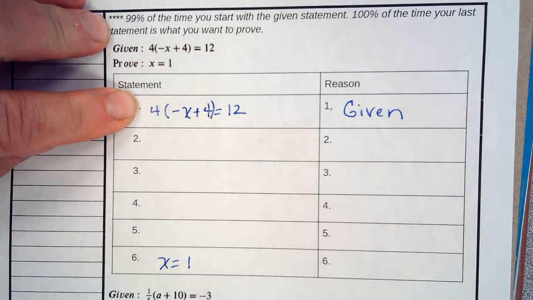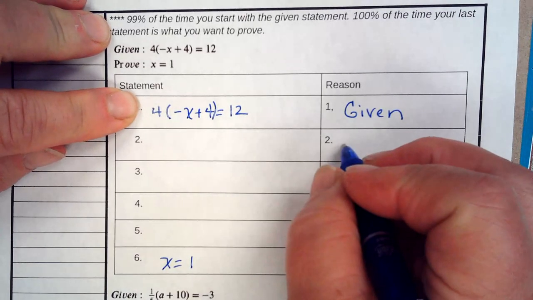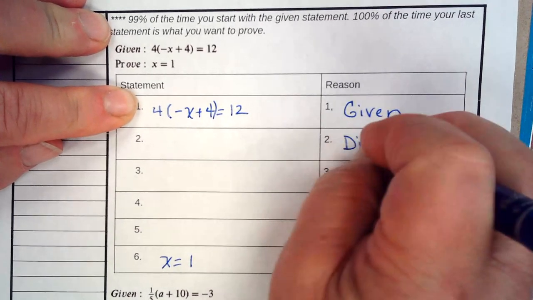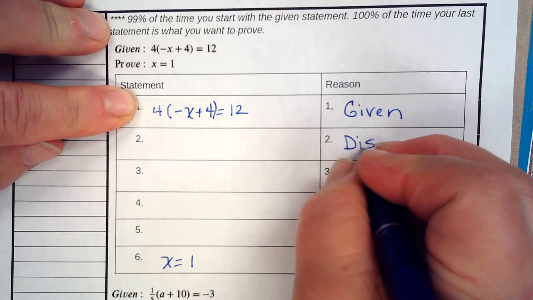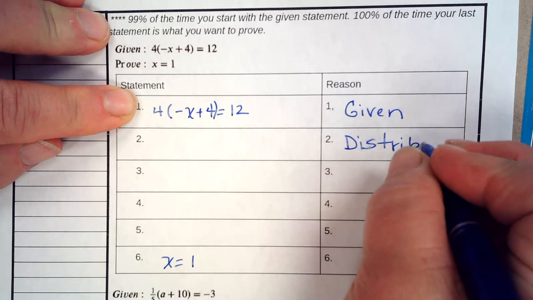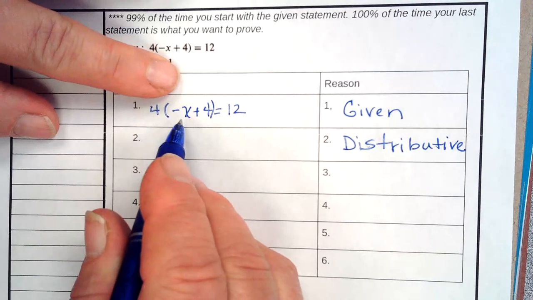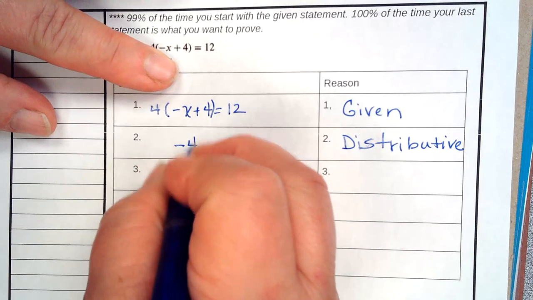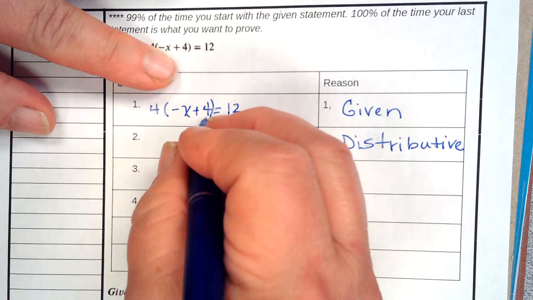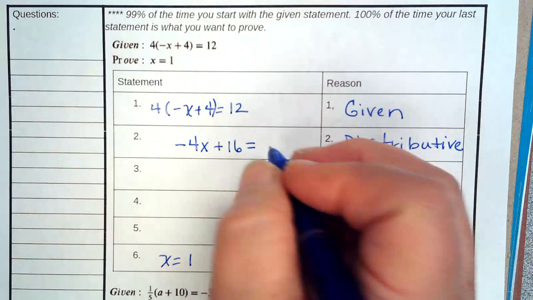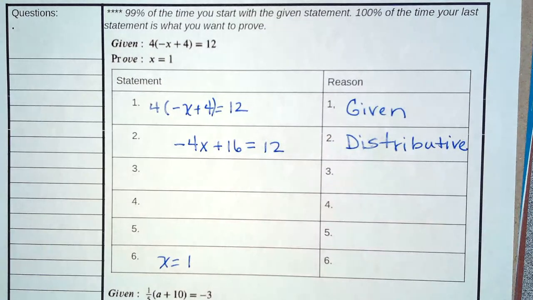Well, we know in order to solve this, first we have to do the distributive property. We've got those parentheses and we've got to multiply. So 4 times negative x is negative 4x. 4 times 4 is 16, so plus 16 is equal to 12. I've distributed. Now what?